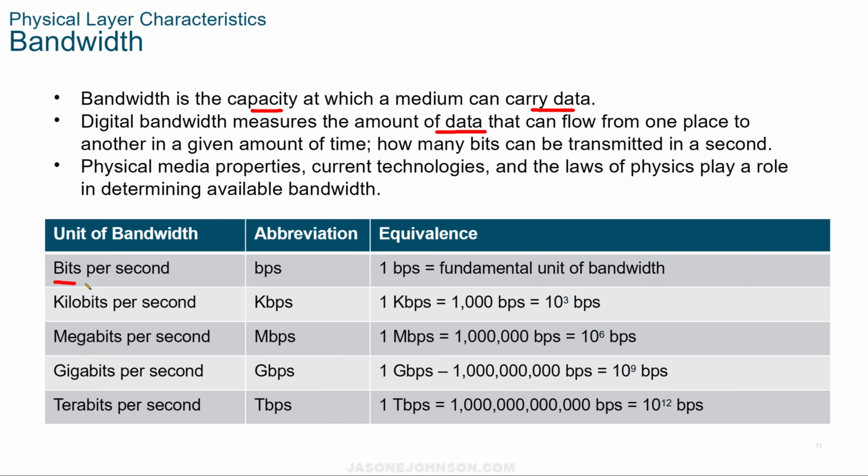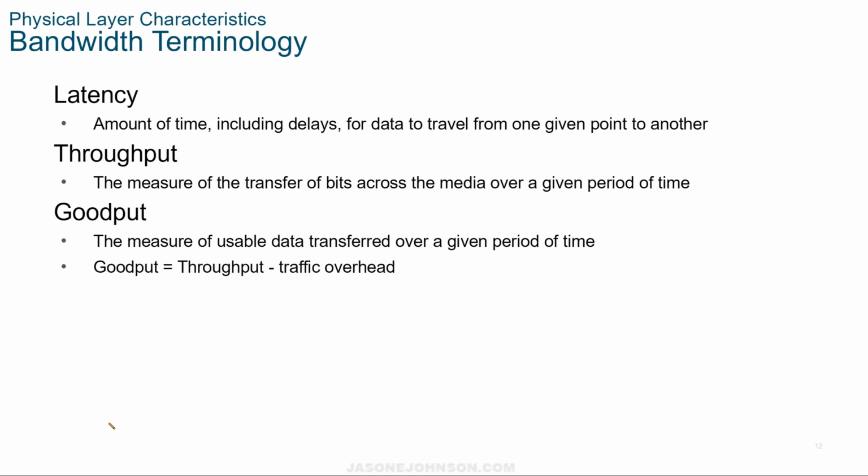And when we measure this, we talk about bits per second, or bps, and that's 1 bit per second. That's fundamentally the base unit of bandwidth. And then we go up from there: kilobits, megabits, gigabits, and terabits. Some other terms that you want to be familiar with are latency. That's the amount of time, including any delays, for the data to travel from one given point to another. The throughput is the measure of the transfer of bits across the medium. And goodput is the measure of usable data that's transferred over a given period of time. So the throughput minus any traffic overhead will get you the goodput.